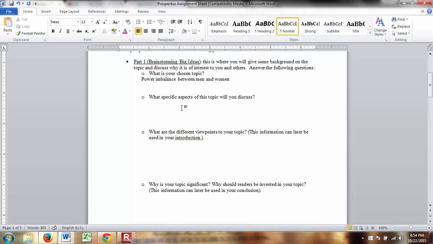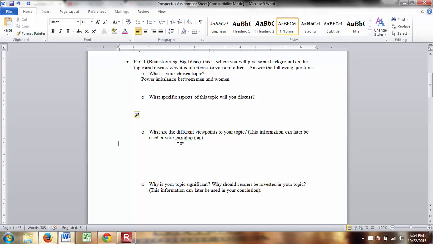What specific aspects of this topic will you discuss? So now you want to be more specific. What about power imbalance between men and women are you going to talk about? Is it in the workplace? Is it in school? There's lots of different things. Is it in conversation? Is it with friends or family? So what specific aspects, okay?